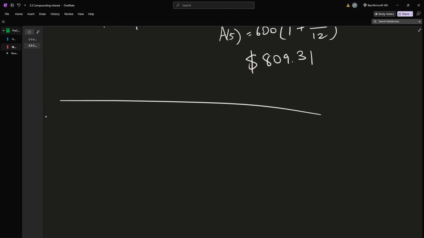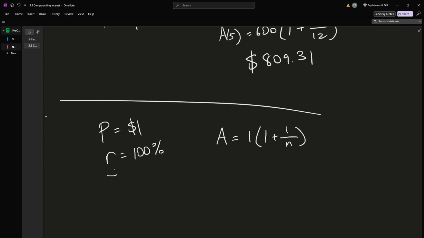So let's say we have $1. P equals $1. And my rate is 100%. So A equals $1 times 1 plus 1 over n. And let's say my t is just 1 year.